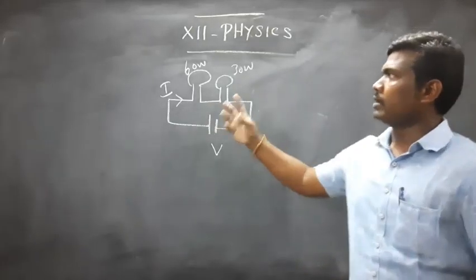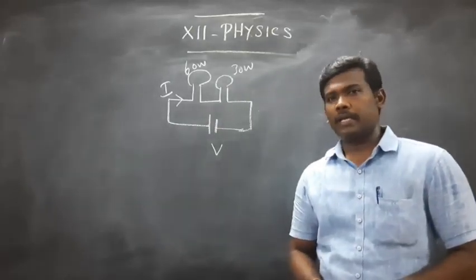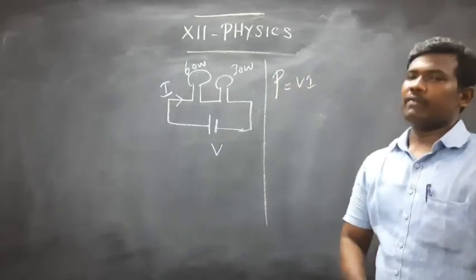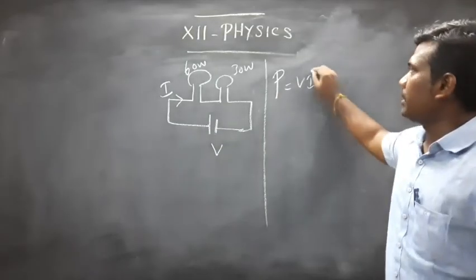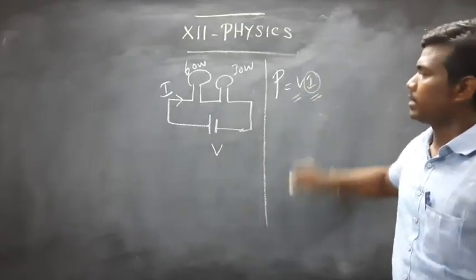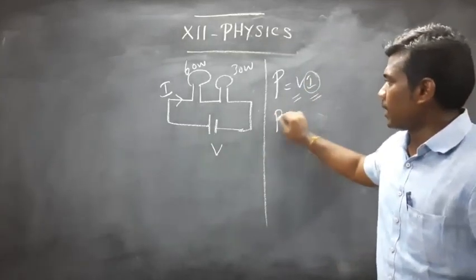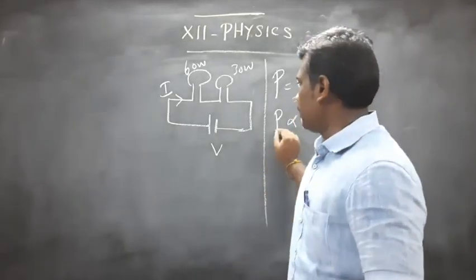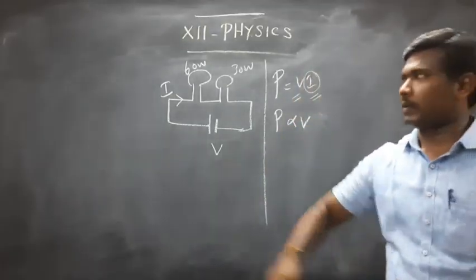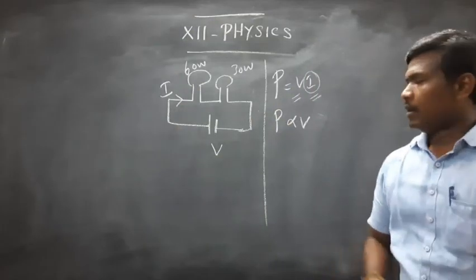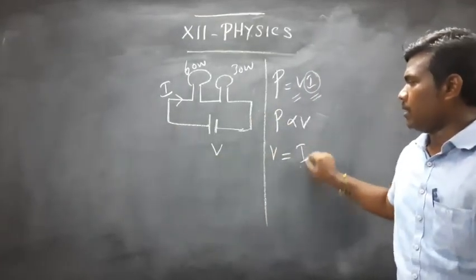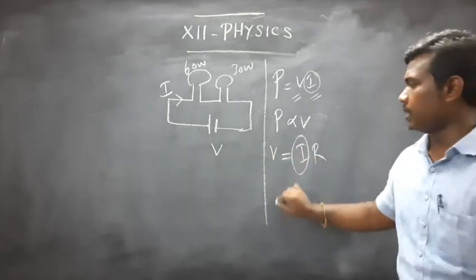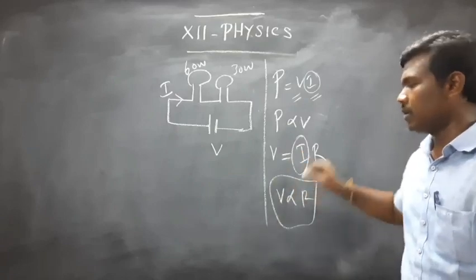Now we are going to calculate which bulb glows brighter. We can use the formula P = VI. In this case V is a different quantity and I is a constant. So we can write P is directly proportional to V. The power is directly proportional to the potential difference developed across the bulb. And we have Ohm's law, V = IR. Here I is the same, so the potential difference V is directly proportional to R.